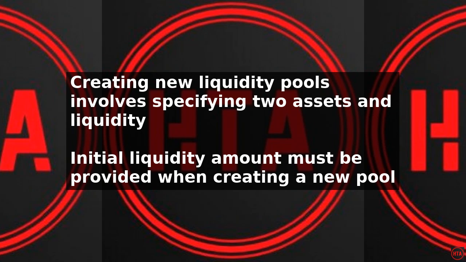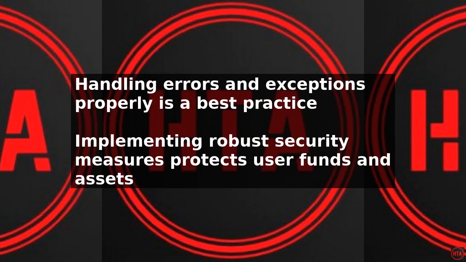To create a new liquidity pool, you can call the createPair function on the Uniswap Factory contract, passing in the addresses of the two assets that will be traded. The createPair function will then create a new liquidity pool contract and return the address of the new contract.